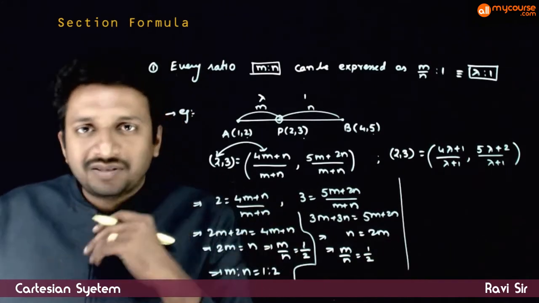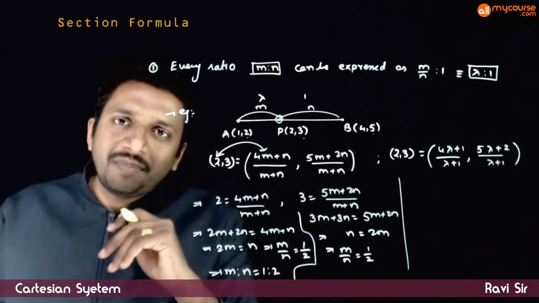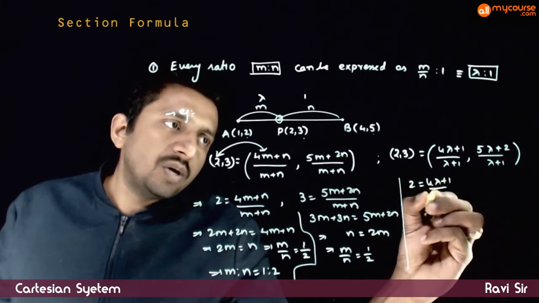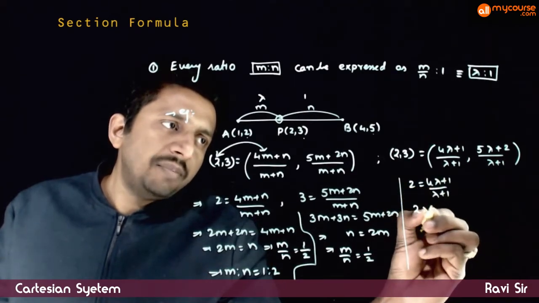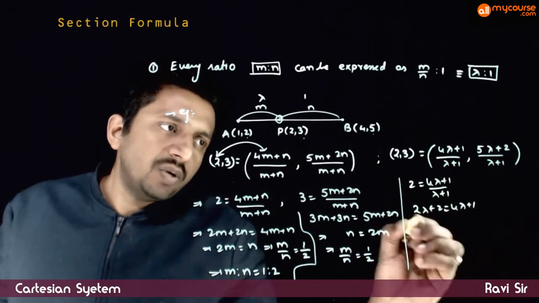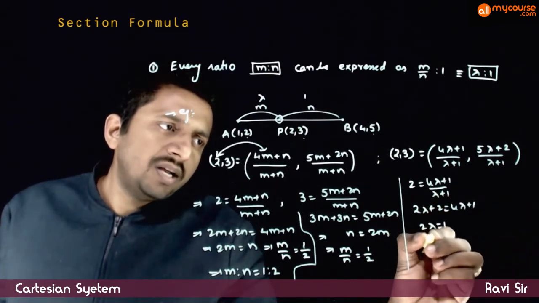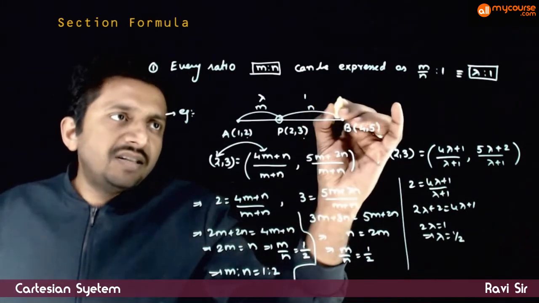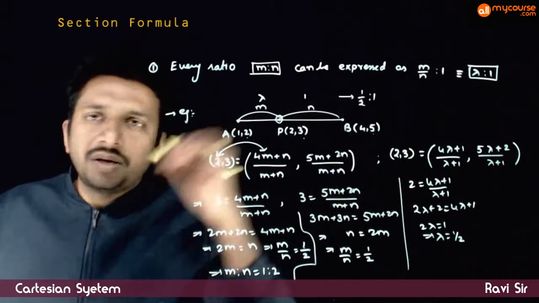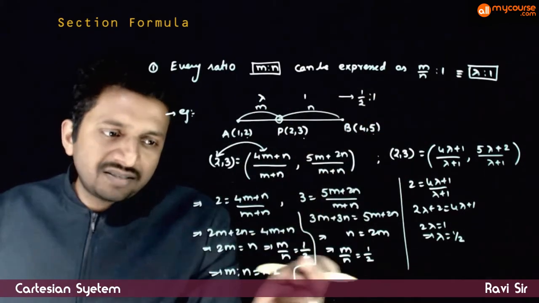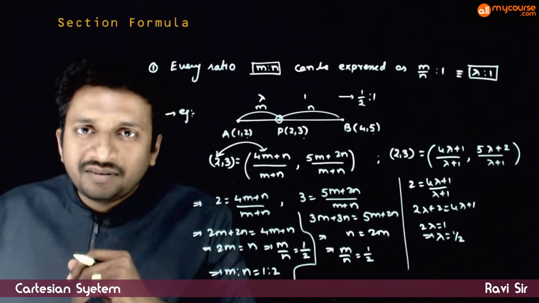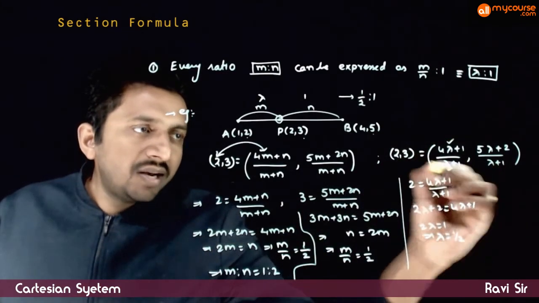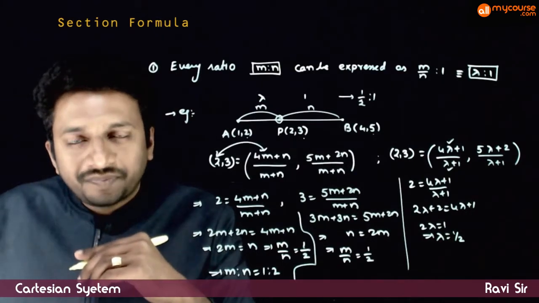Now instead of this process, if you assume the ratio to be lambda is to 1, the working is like this. 2 is equal to (4 lambda plus 1) by (lambda plus 1). 2 lambda plus 2 is equal to 4 lambda plus 1. 2 lambda is equal to 1 and lambda is equal to 1 by 2. That means the ratio is 1 by 2 is to 1, which is exactly same as 1 is to 2. So this is a slightly better process where you have only one unknown instead of two unknowns.